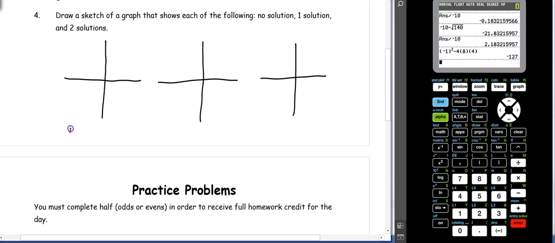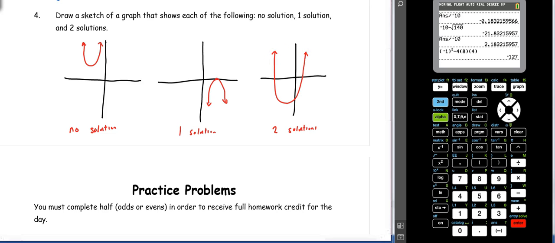In a no solution, remember that means we're not going to have any x-intercepts. So we want to draw something where the vertex is not on the x-axis. If we have one solution, that means we're going to have one x-intercept, so our vertex is going to be somewhere on the x-axis. And if we have 2 solutions, then it's going to intersect the x-axis in 2 different places.